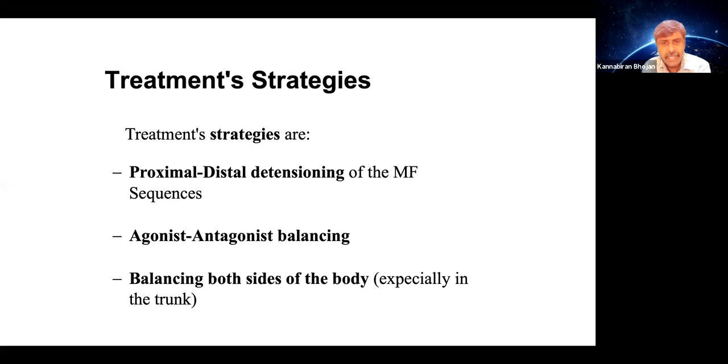So strategies will be, you are trying to detension. When you start initially, start from the proximal and progress to the distal, and start working agonist-antagonist balancing. That is, agonist is anti, antagonist is retro. Balancing both sides of the body. When you're treating, for example, the trapezius, you can treat on one side and then it can be compensating on the other side. So try to balance both sides.